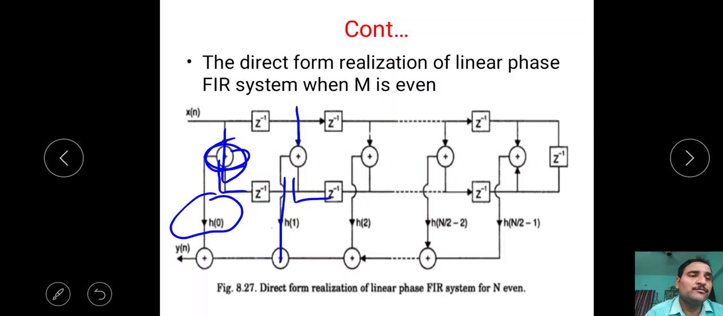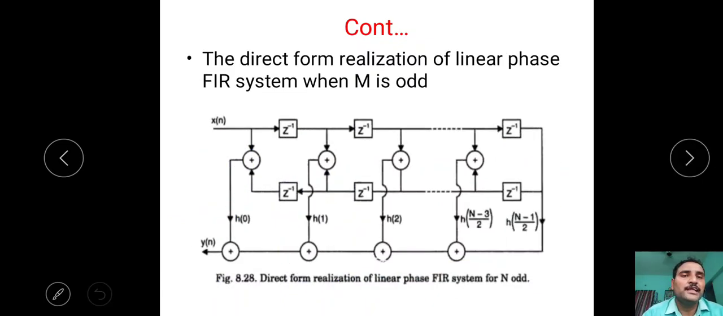Why? Because multiplication obeys the distributive property: a plus b into c is ac plus bc. That's why finally we add all these things to get y of n. This is called linear phase realization, for M even. If M is even, this is the structure. Here in this end we have a delay unit. If M is odd, it is the same structure, but in the end we don't have any delay unit.